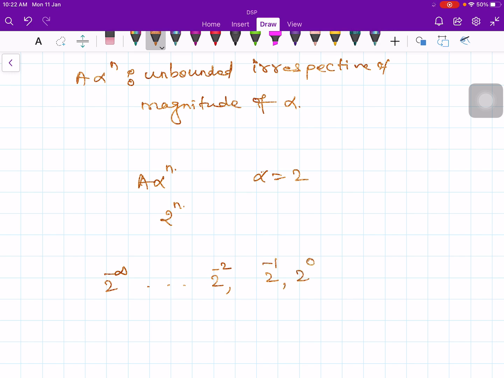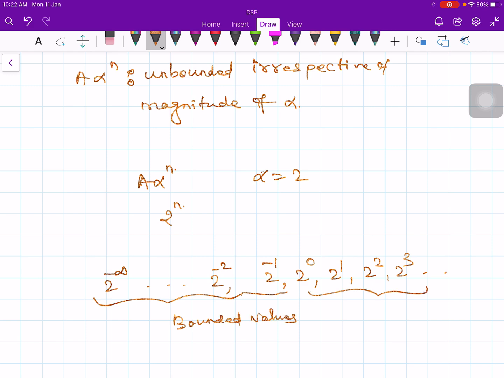Minus 1, 2 to the 0, 2 to the 1, 2 to the 2, 2 to the 3 and so on. Now what happens in this case? These all are bounded values. 1 by 2, 1 by 4, 1 by 2 to the infinity, these all are bounded values. But what about this side? It keeps on increasing, right? So it is unbounded. Therefore whenever mod of alpha is greater than 1, your right sided sequence is unbounded.